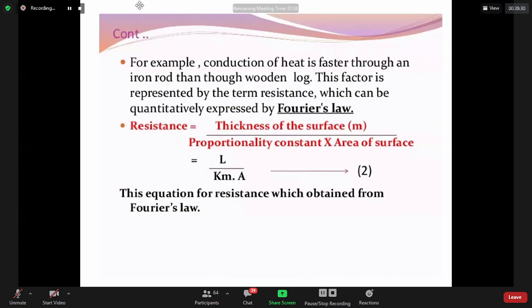But now resistance is given as the thickness of the surface divided by the proportionality constant times the area of the surface. We shall be looking at what we mean by this proportionality constant. By the thickness of the surface, we are going to look at some pictures. So this equation for resistance is obtained from Fourier's law.